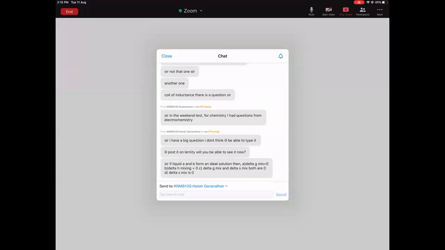If liquids A and B form a non-ideal solution, then delta G mixing is equal to 0, delta H mixing... If they form a non-ideal solution, then anything can happen. If A and B form an ideal solution, then option B is the correct option. Delta H is 0 if they form an ideal solution.